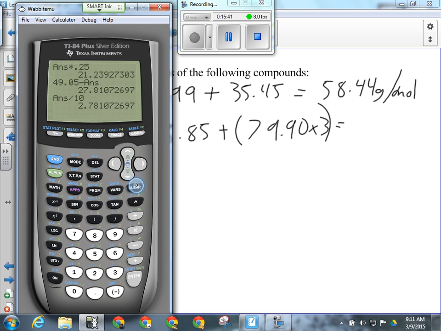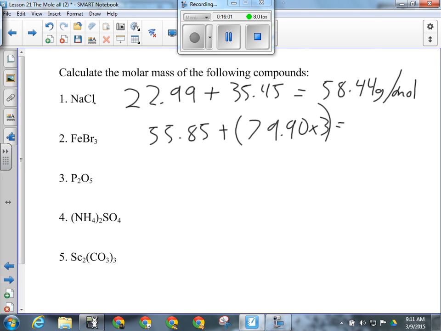Okay, all right, so we got 55.85, plus 79.9 times 3. All right, so we got 295.55. Okay, and that's going to be grams per mole. Okay, how are we doing on those so far?